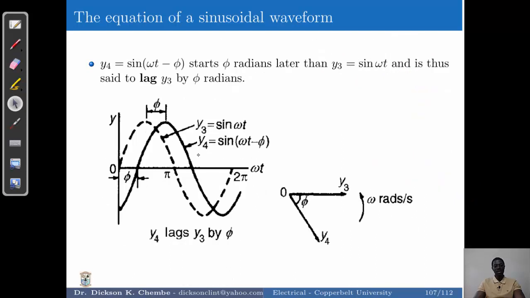This is how you understand leading and lagging phases. Here we have a phasor y4, which is lagging the reference phasor. Coming from this direction, first you find the reference phasor, which is at 0, so there is no angle addition. The reference phasor is simply sine omega t, with no addition of angle because it starts from 0. Then phi degrees later, the vector y4 starts, so it is lagging the reference phasor. It starts after the reference phasor has already started.